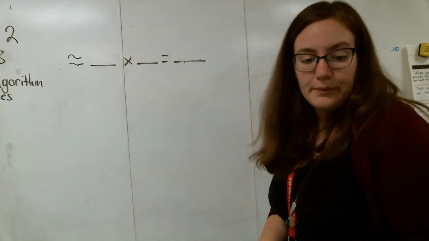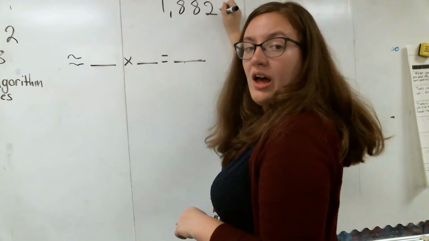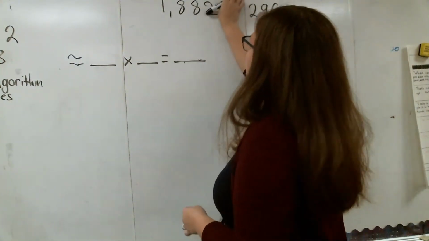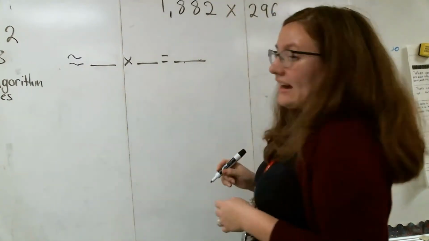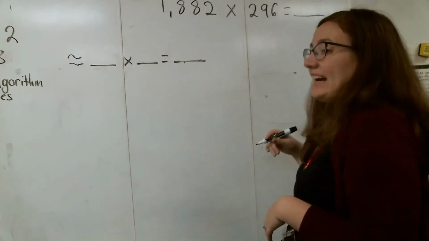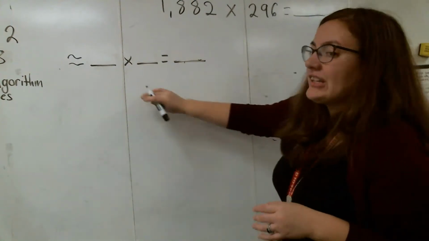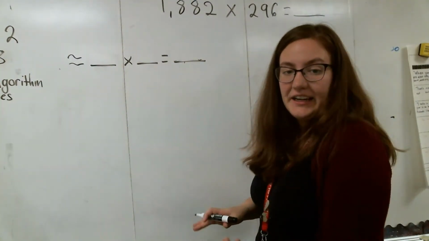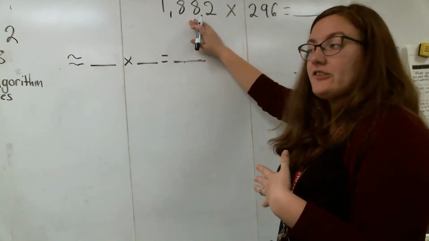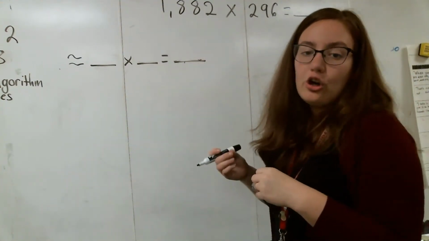So for our next problem, we have 1,882 times 296. Now these estimates help us with these really big numbers because we might not know what this is off the top of our heads, and doing all the multiplication is going to take us a while. So using these estimates will help us get an idea where we're aiming for. So let's get started. Remember, when I go to find my estimates, I'm figuring out what this problem is about, what the answer is close to.